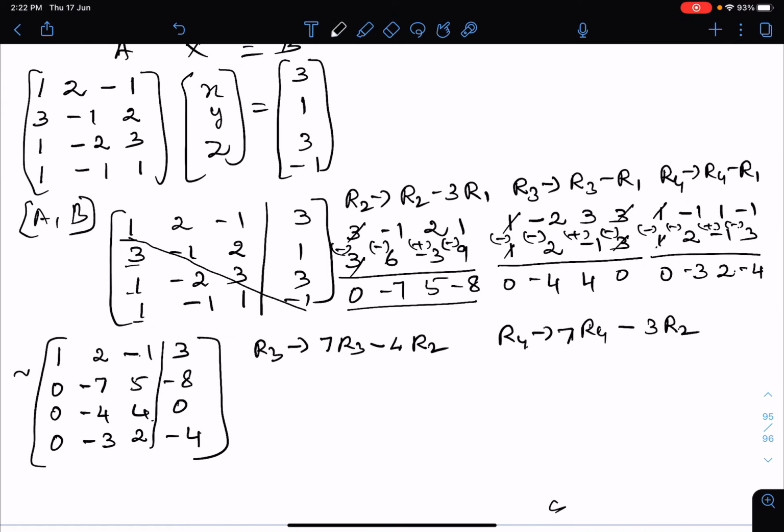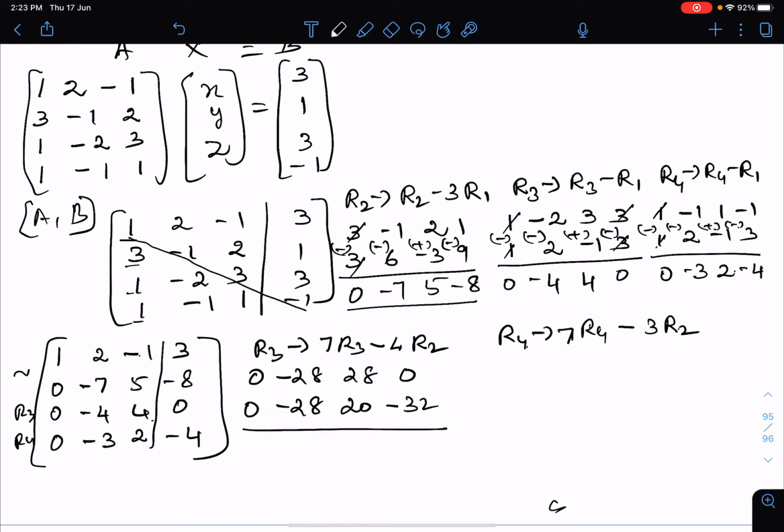Now the first one, 7 R3, this is our R3, isn't it? So 7 into R3 is going to give you 0, minus 28, 28 and 0. 4 into R2 is 0, minus 28, 4 5s are 20 and minus 32. Now change your sign throughout. This gets cancelled, 0, 0, and here it is 8 and here it is 32.